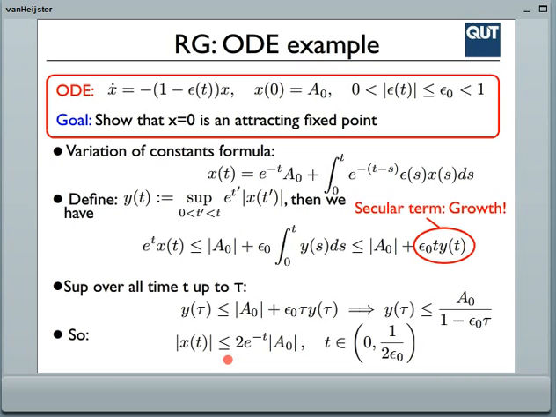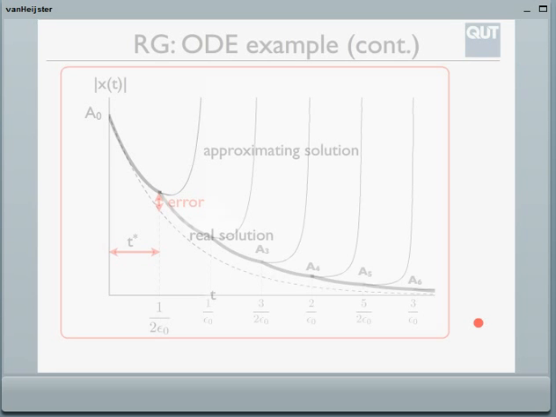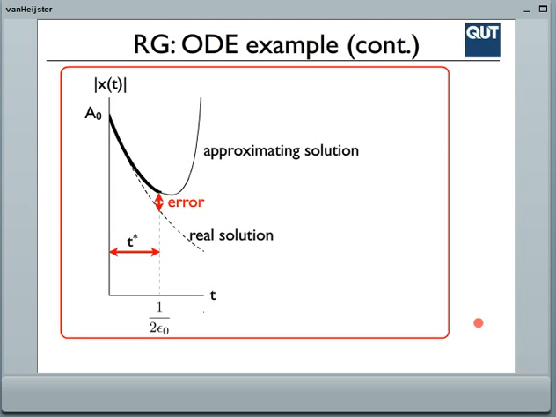So x of t is less or equal to 2 times e to the power minus t for some initial condition, for some interval, which allows us to make sure that this term doesn't go in. So let's do this in a picture.